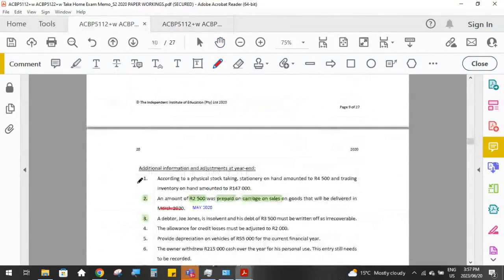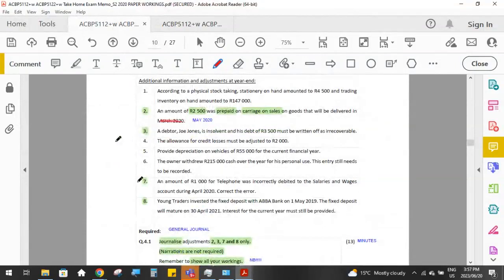Whoops, oh, wrong way. To see what we've got to do for this one. So in this one, a debtor, Joe Jones, is insolvent. So that means he's gone bankrupt or got no money left. And his debt of 3,500, so that means he owes us 3,500, must be written off as irrecoverable. So that means that that is now a bad debt, or in other words, a credit loss. And at the end of every financial year, we always do that.